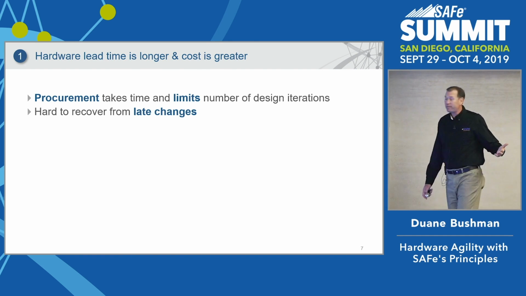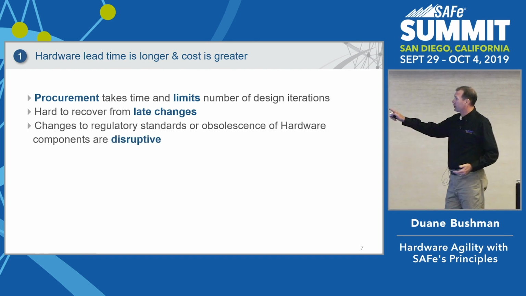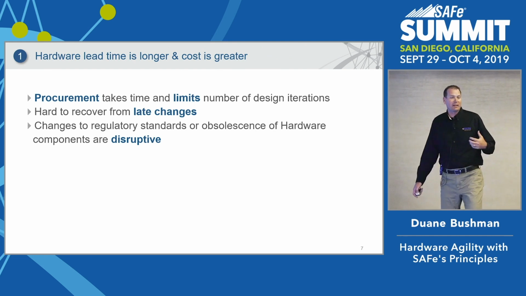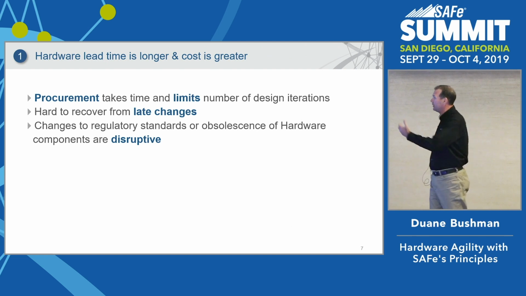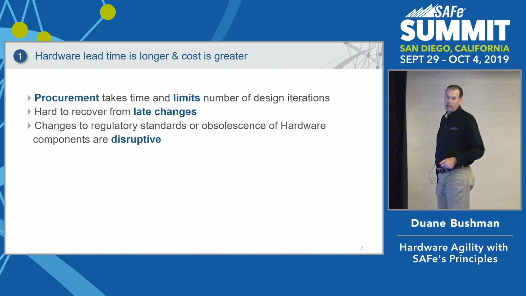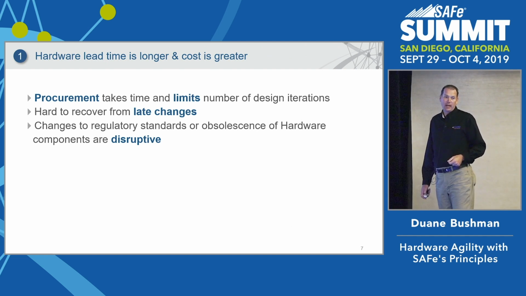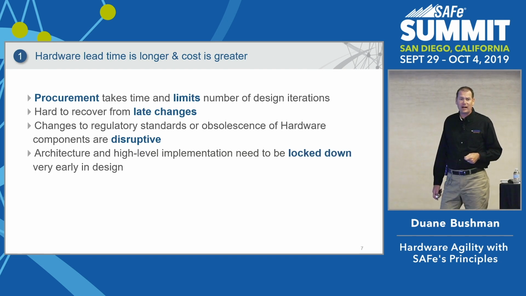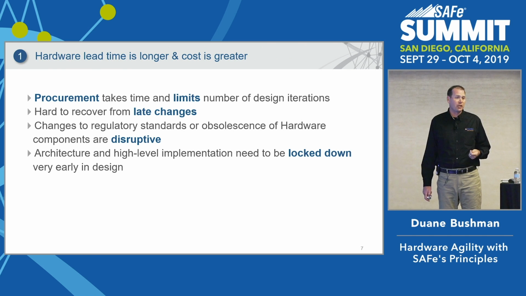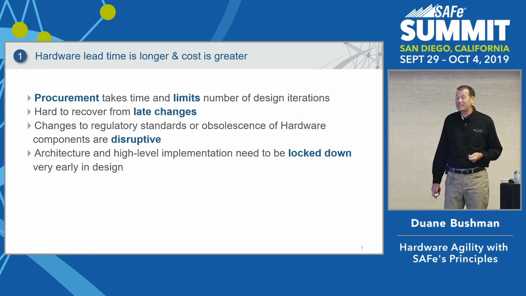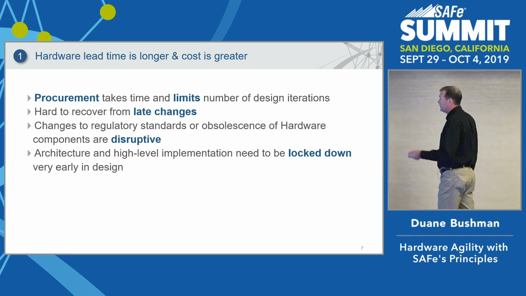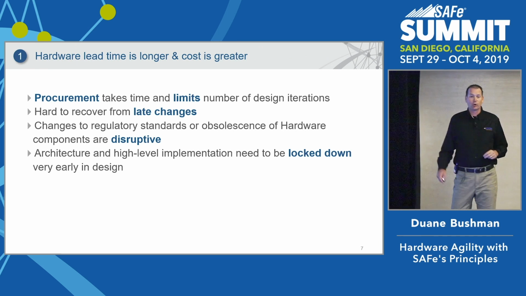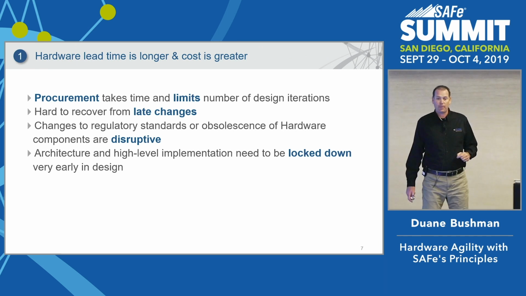But again, out in the field, what are some of the things we hear? Procurement takes time and it actually limits the number of design iterations because we have to lock in some of our decisions early. It's hard to recover from late changes. We can't just turn that spigot on and off. What about regulatory issues or even obsolescence in hardware or our supply chain with our vendors? Those things have significant impact on us. And the architecture, the high-level implementation, needs to be locked down early in the process.